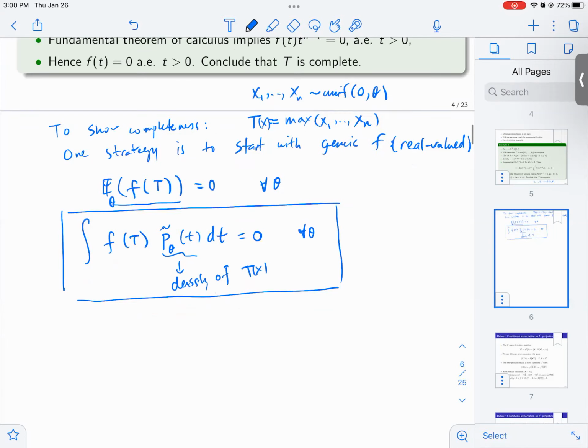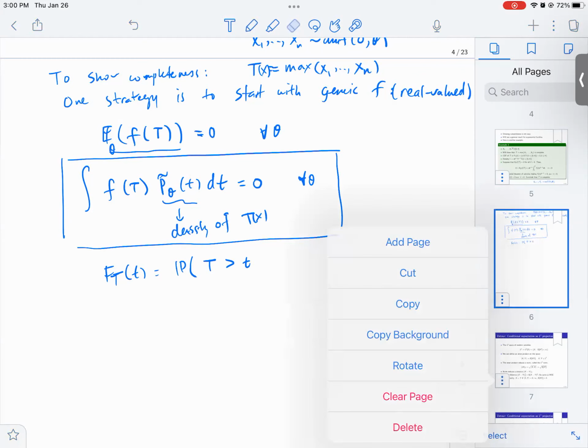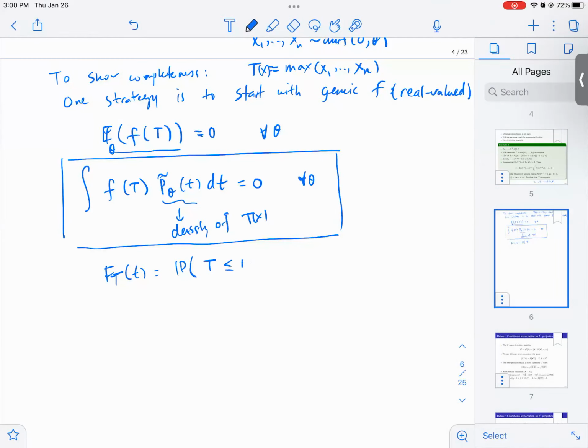Yes, the CDF. So the CDF of T, let's say, F_T of t, would be the probability that T is less than t. That's the CDF, which is the probability that the maximum of x1 up to xn is less than t.